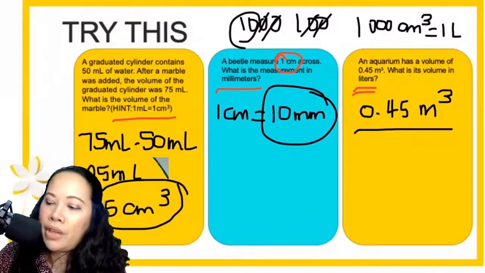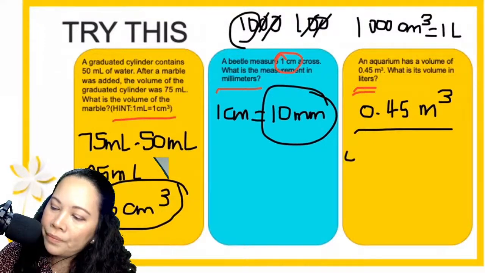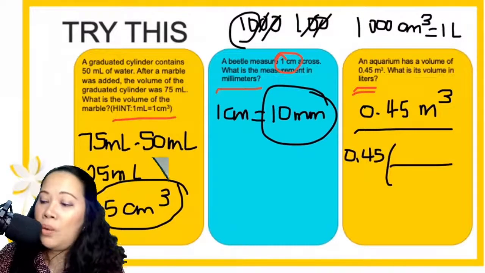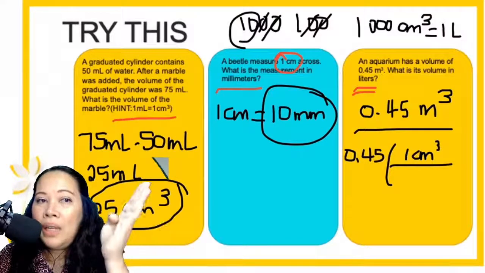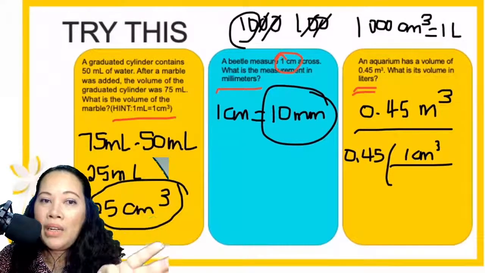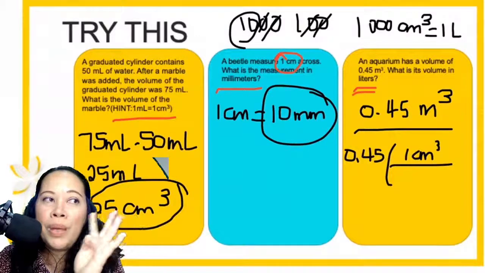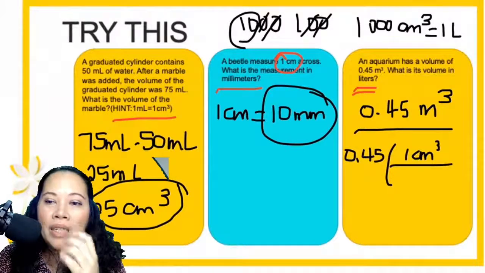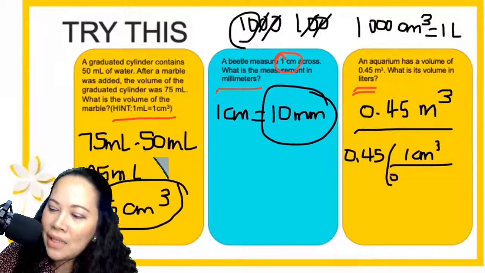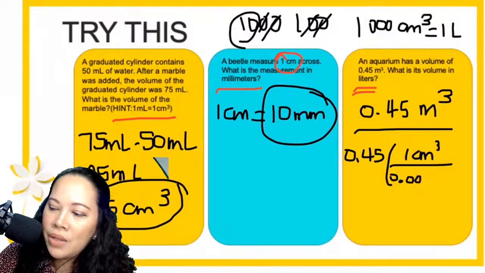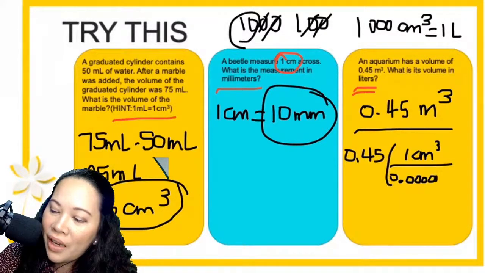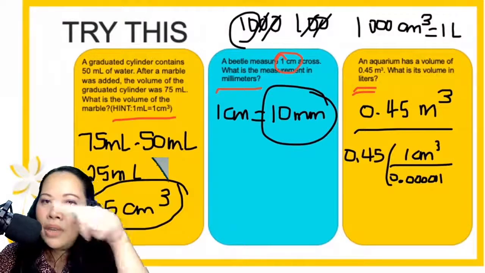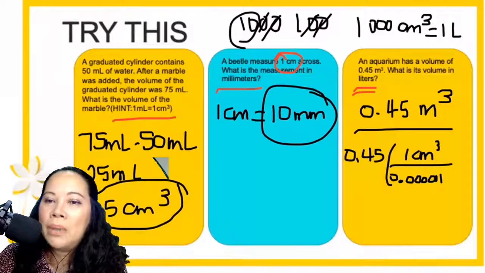Now according to the conversion, let me just write it down here. 0.45. So the conversion is actually 1 meter cube. So 100, okay, a meter is 100 centimeters, right? So 100 being cubed, that means you have 6 zeros. My brain is not functioning. Okay, so this will be 6 zeros, so 6 decimal place value.